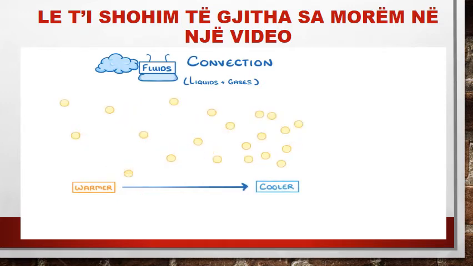And overall, this means that the higher energy particles in the warmer region are a lot more spread out than those in the cooler region. So effectively, the fluid in the warmer region actually expands as it heats up, and so becomes less dense than the cooler fluid.